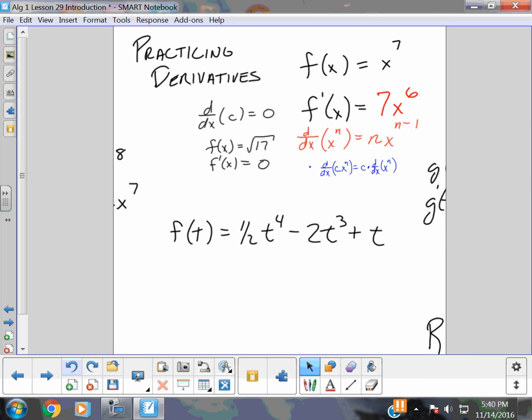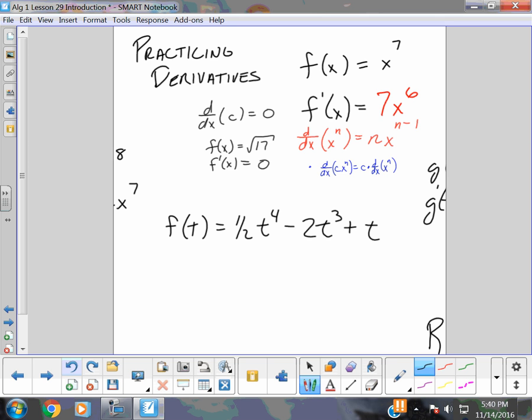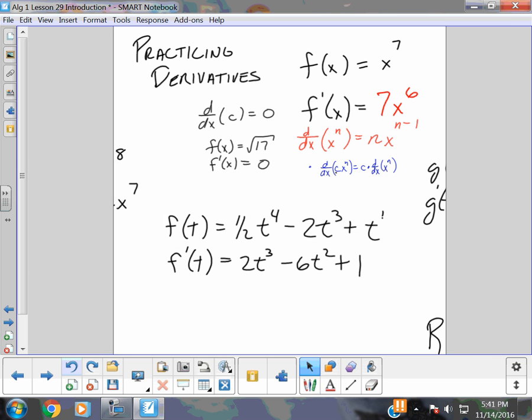Next one. Again, it doesn't matter if the coefficient's fractional. C is C, so half's half. So again, we're going to do this pretty quick. If you want to pause as they come out, go ahead. 4 times half is 2. Reduce the power by 1. 3 times 2 is 6, negative 6. Reduce the power by 1. All right, power here is 1, right? So the 1 comes down. 1 minus 1 is t to the 0, but t to the 0 is 1. 1 times 1 is 1. And there is f prime of t.